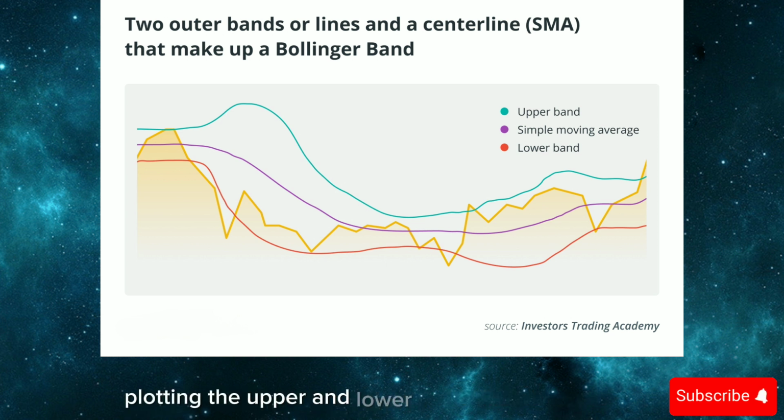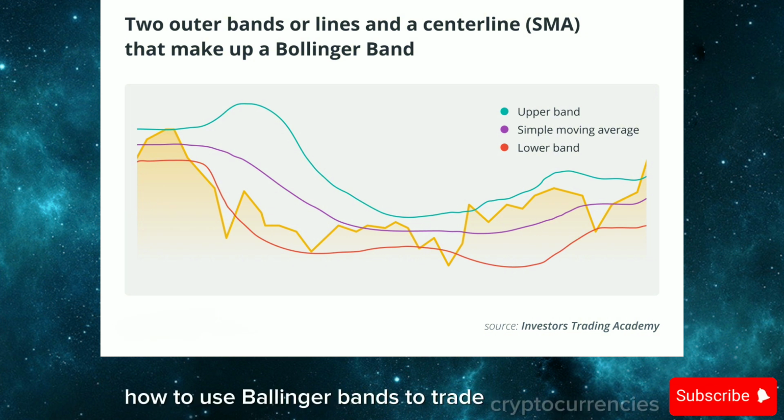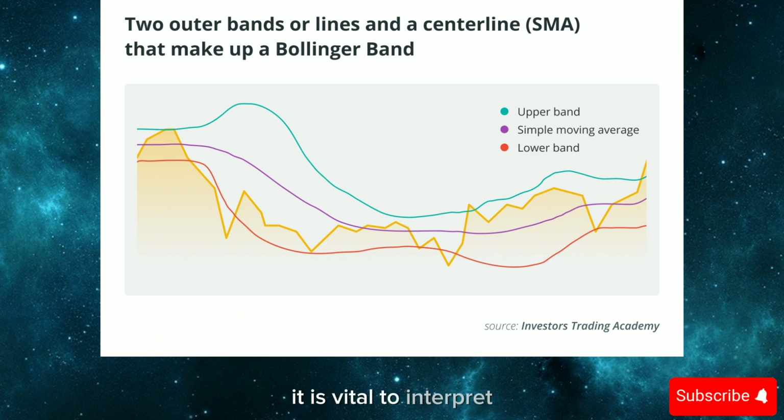Plotting the upper and lower bands above and below the SMA creates a channel that encircles the price chart. Step 5. Interpretation. To understand how to use Bollinger Bands to trade cryptocurrencies, it is vital to interpret the price signals. For instance, when the price reaches or swings outside the upper band, it may signal an overbought condition and an opportunity to sell. On the other hand, if the price touches or swings outside the lower band, it can be a sign that the market is oversold, presenting a potential buying opportunity.